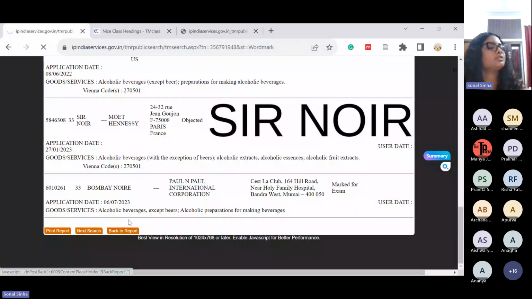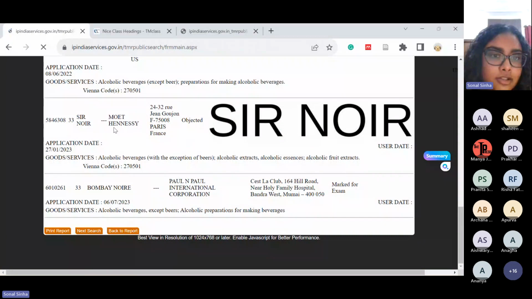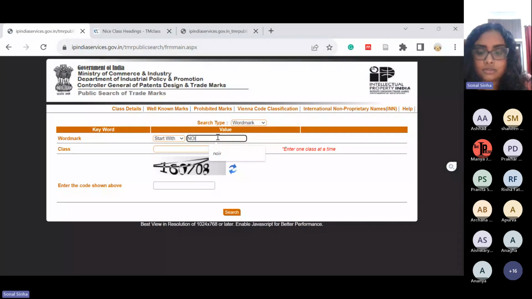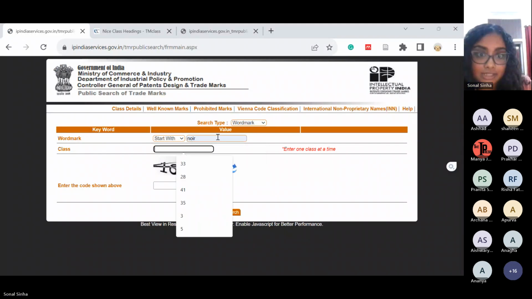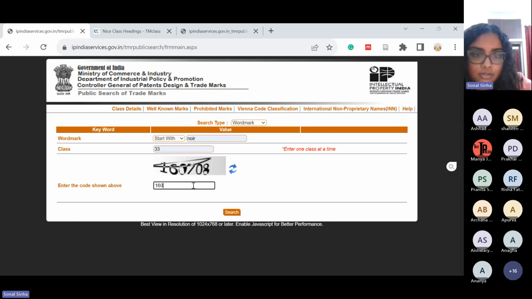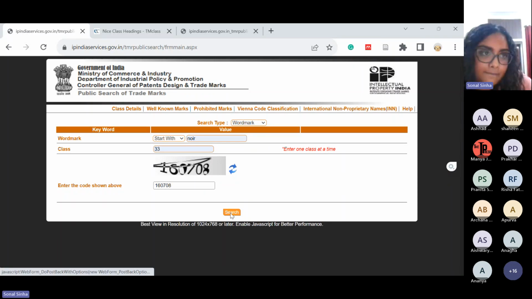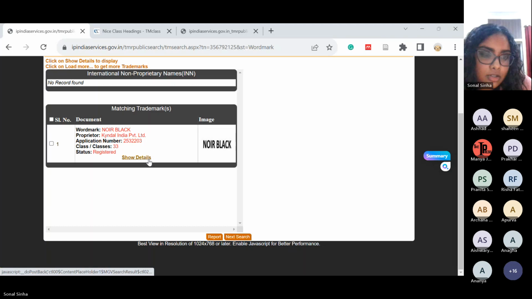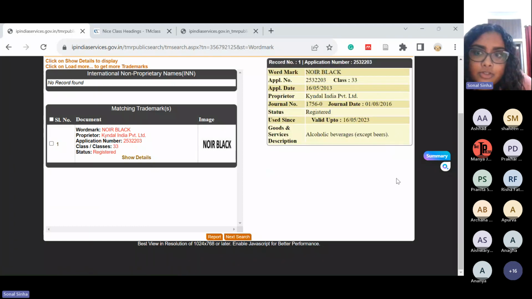Now, next search. Now that we're done with the contain search, which in a way showed us all the marks that did start with Noir, to be on the safe side we'll also conduct a search with the start with function. Noir black registered. Alcoholic beverages. Okay.